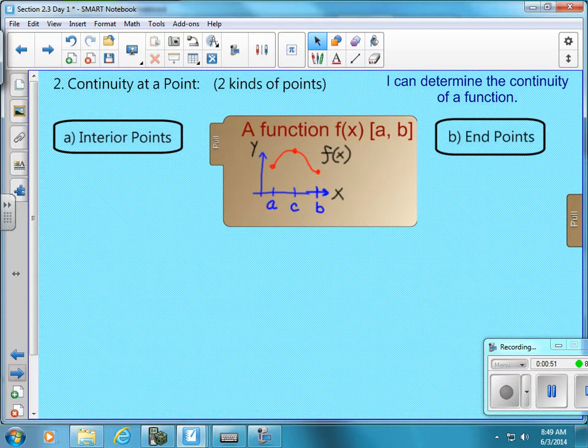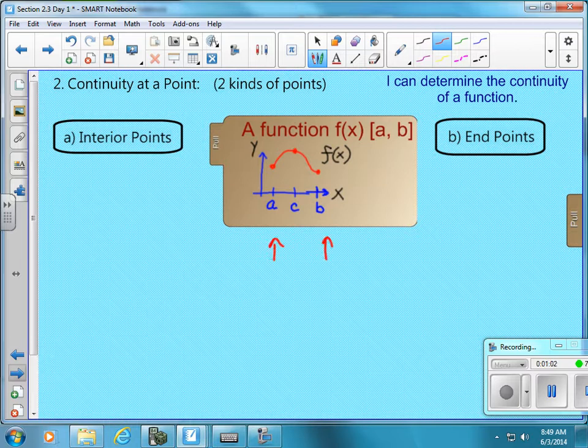All right, so we're going to talk about continuity at a point. Now, in this little graph, the red graph here between A and B, we have interior points, which are points like C, anywhere inside A and B, and then we have the endpoints, which are A and B. So we're going to talk about continuity at both of those points. Basically, continuity is when you have a limit.